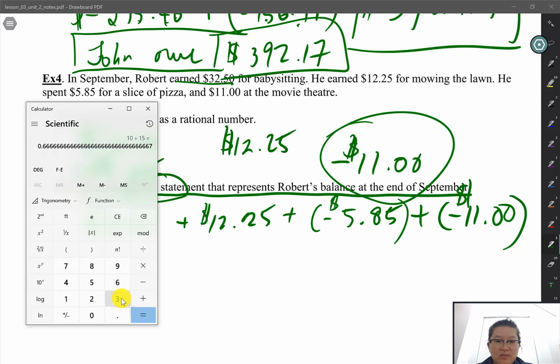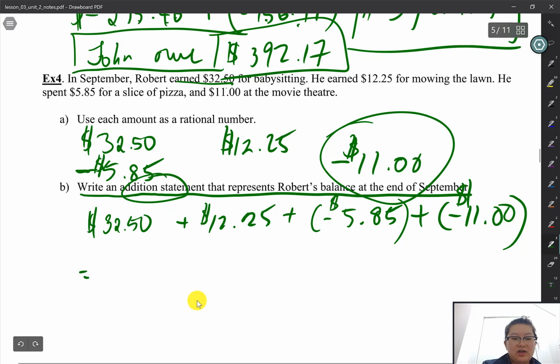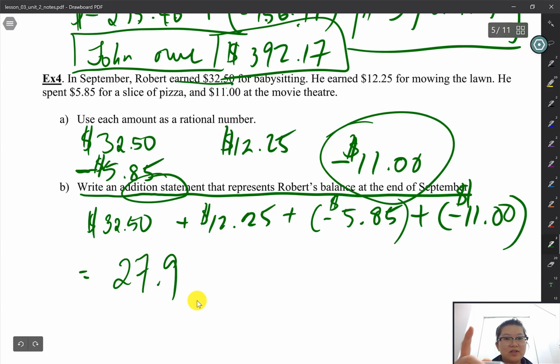Okay. First number is 32.5. We add 12.25. We have to subtract the $11 and the 5.85. Okay. And we get 27.9. Now be careful. Many of you are going to stop here.